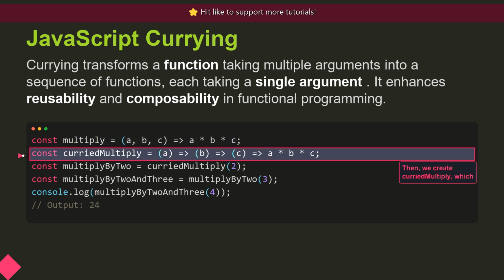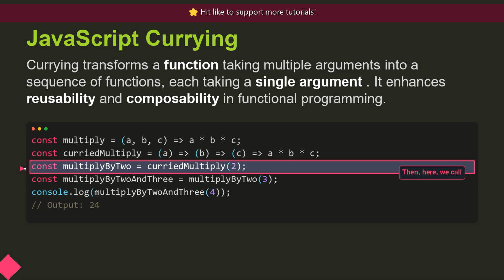Then, we create curriedMultiply, which is the curried version of our multiplication function. This is a nested series of arrow functions. The first takes a and returns a function that takes b, which in turn returns a function that takes c. Only when c is received does it perform the a * b * c operation, effectively chaining argument collection.